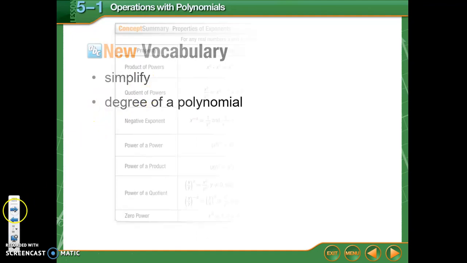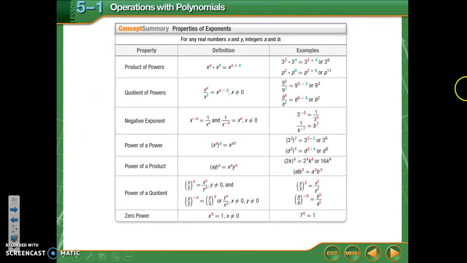degree of a polynomial. Okay, here is the chart with all of the properties of exponents, where x and y are real numbers and a and b are integers. So let's just do a quick run through some of these. When I multiply two expressions that have the same base, so notice both of these have a base of x, the shortcut is to take the exponents a and b and add them together. So for example, 3 squared times 3 to the 4th. They both have the base of 3. 2 plus 4 is 6, so that's 3 to the 6th.